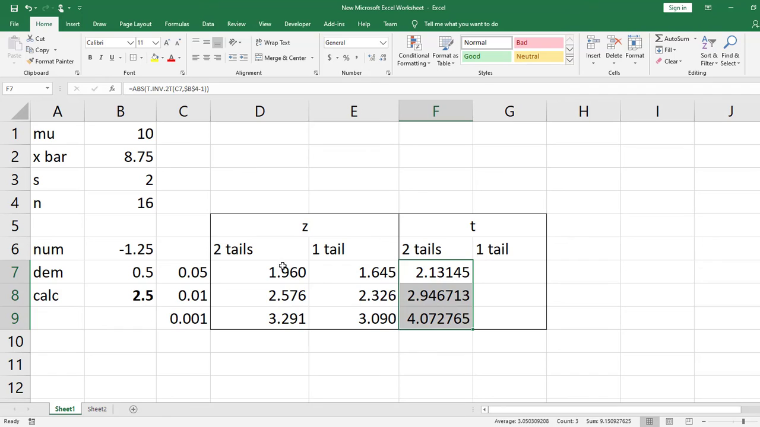Note how much larger these values are compared to these values. Because we have less information, we're working with only 16 observations. That means we only have 15 degrees of freedom. And so therefore, our threshold for statistical significance increases.